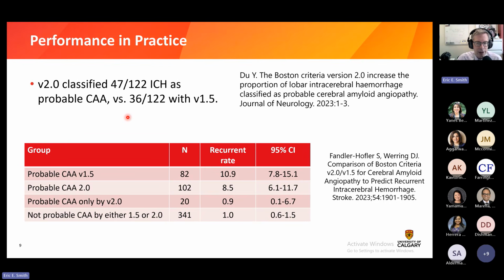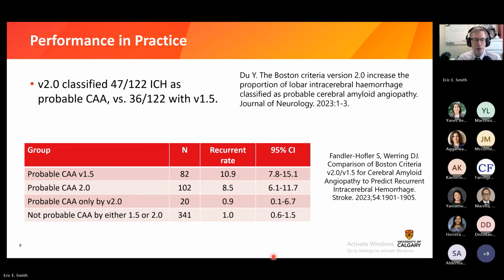And then you looked at the prognostic significance in terms of the recurrence rate. By the old criteria, the recurrence rate was 10.9 per 100 per year. But for everybody diagnosed with probable CAA by criteria 2.0, the recurrence rate was somewhat lower at 8.5, and that's because the 20 patients that had probable CAA only by version 2.0 had a recurrence rate of 0.9 per 100 patients per year. That was the same as non-CAA related hemorrhage at 1.0 per 100 patients per year.